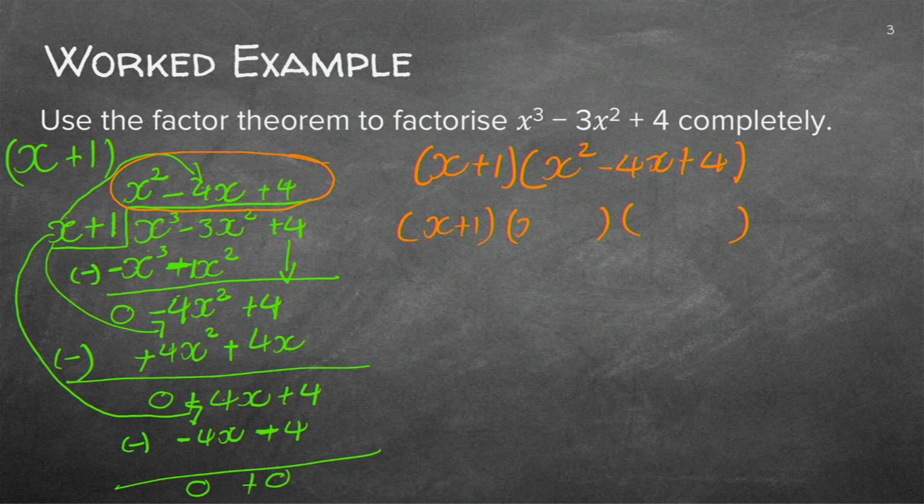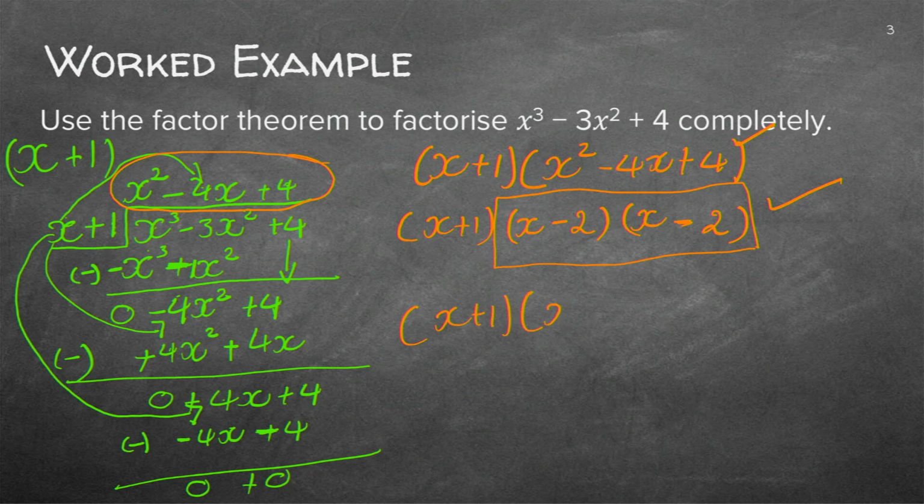Factors of the first term are x and x. Factors of the last term will be 2 and 2. Now, about signs. Which signs do I use to get a positive 4 and also achieve a negative 4 whenever I add them? It will be negative and negative. Now, you have managed to factorize completely, but there is something special that you see there. These two look the same. So you can easily write it in this form: x plus 1 and x minus 2 all squared.